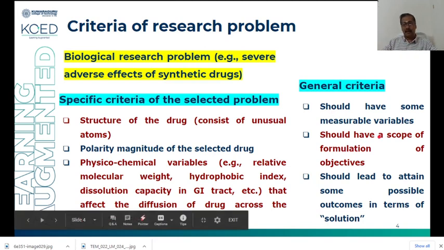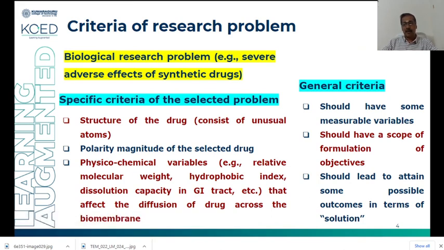Variables, in the biological angle, I can say pH, temperature, pressure, the nature of the catalyst, metal ion strength. All these things can be incorporated under variables. I should have some measurable variables for a particular research problem. Then only I can provide a solution. Second one, it should possess a scope to form some objectives, because without formulating an objective, you cannot find a solution for the problem.